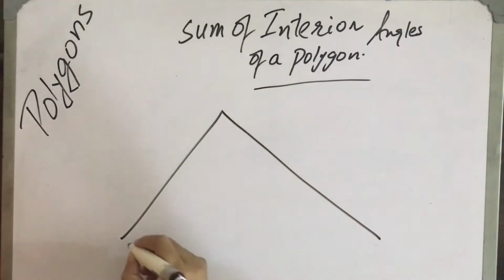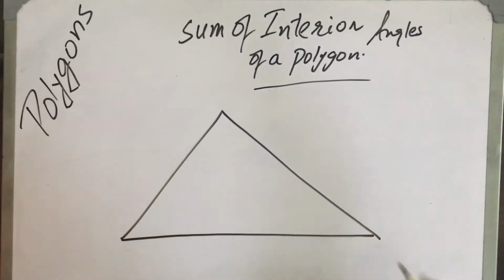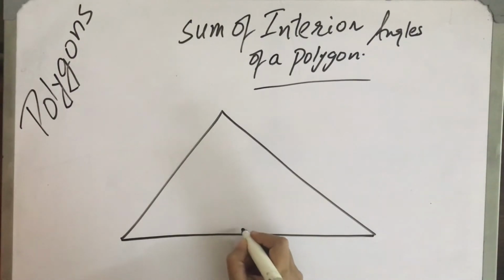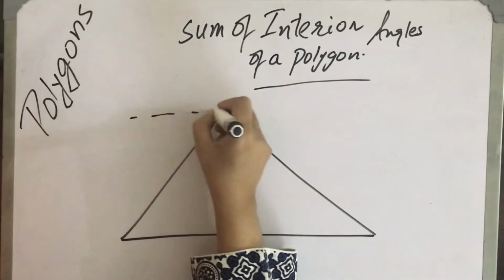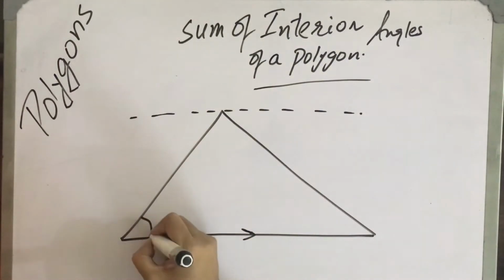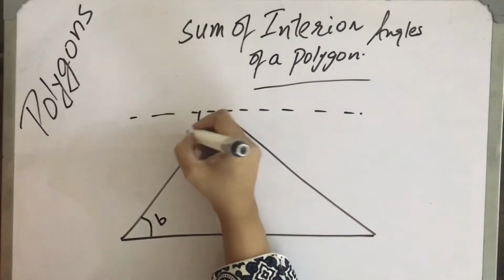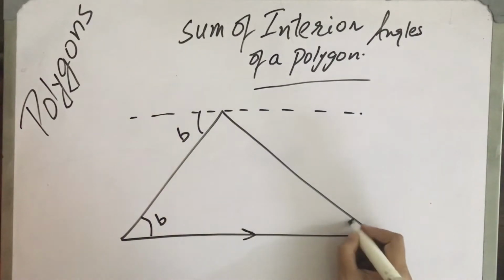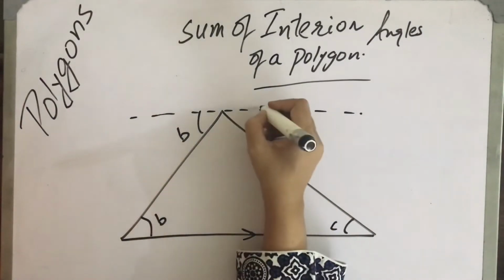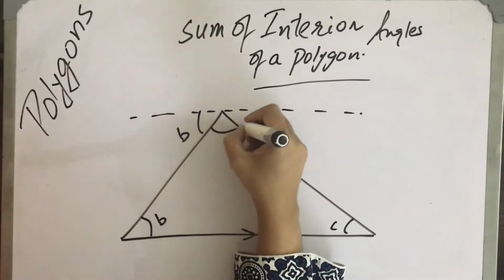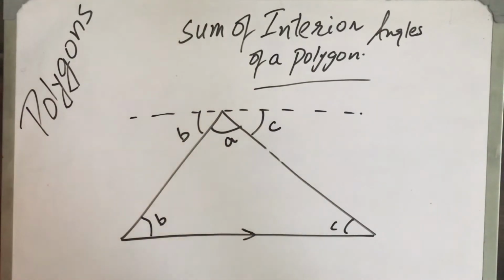So I start with a triangle. You know that the sum of the interior angles of a triangle is 180 degrees. And if someone asks you why it is 180 degrees, we have a proof: if we draw a line parallel to this line here, and we bring this angle, if it is B, to the other side as an alternate angle, and if it is C and we bring an alternate angle on this side, C, and if this one is itself A, then the sum of the adjacent angles equals 180 degrees.